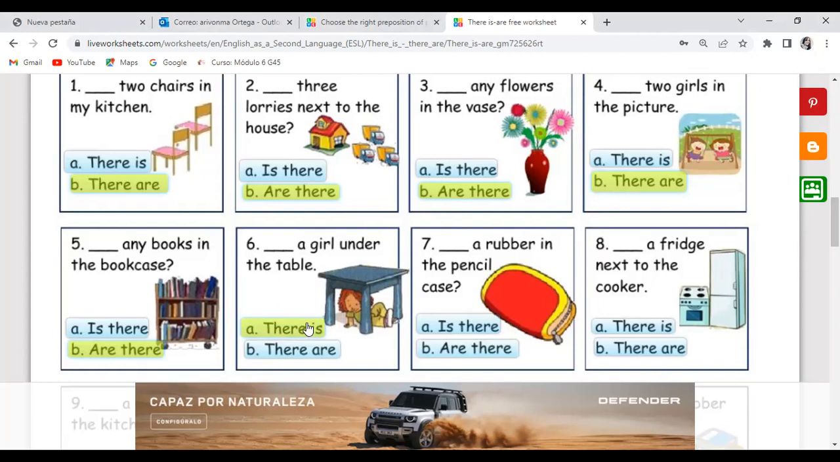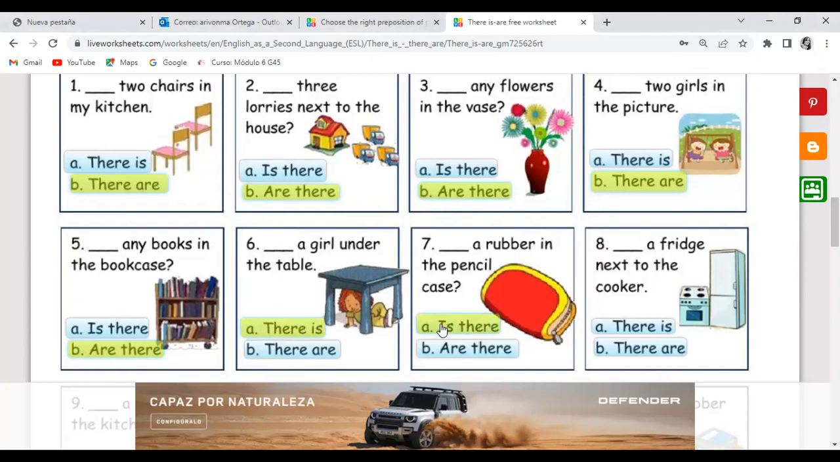What about number 7? A rubber in the pencil case. Una goma en la lapicera. Entonces digo, ¿hay una goma en la lapicera? Is there? Yes, very good. Is there a rubber in the pencil case?